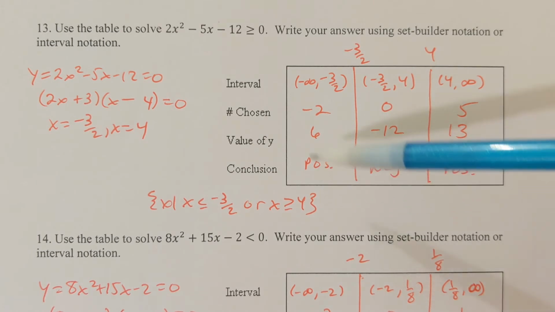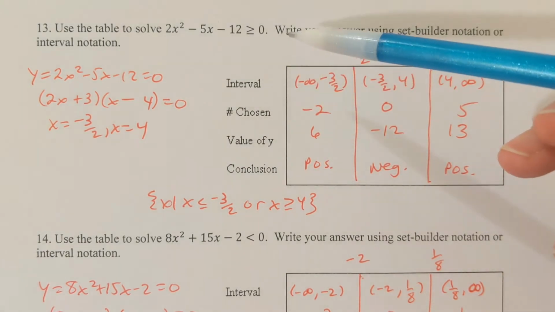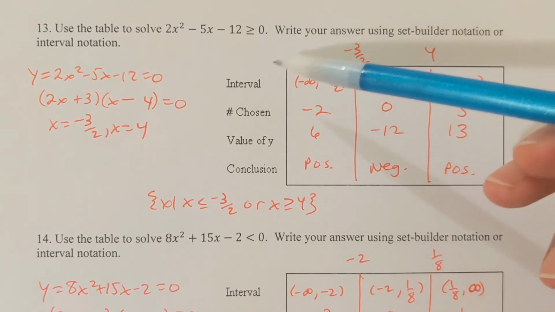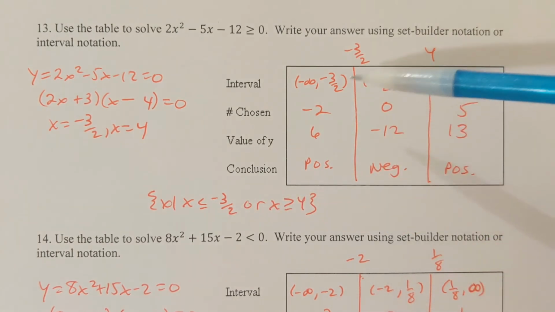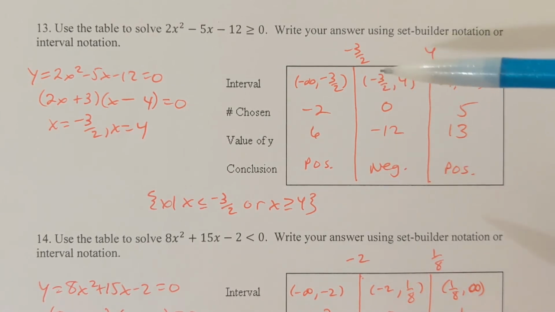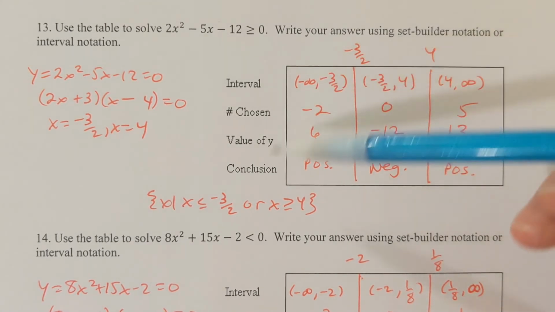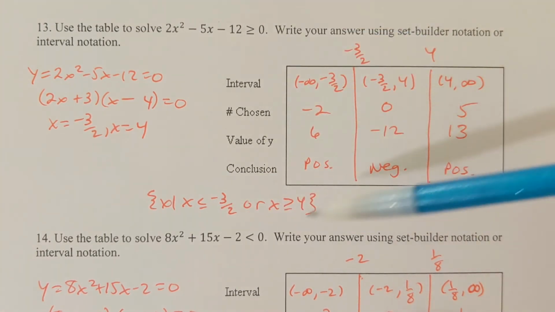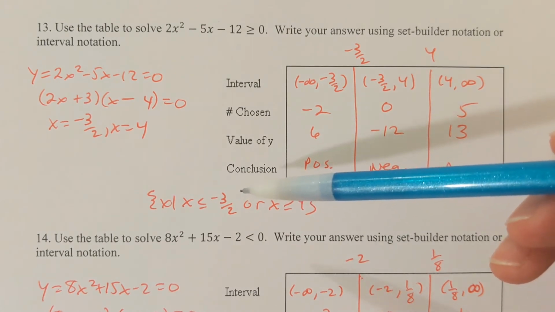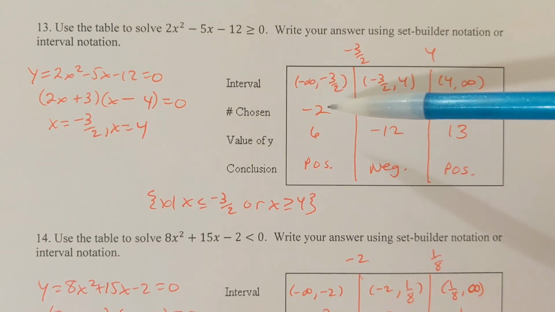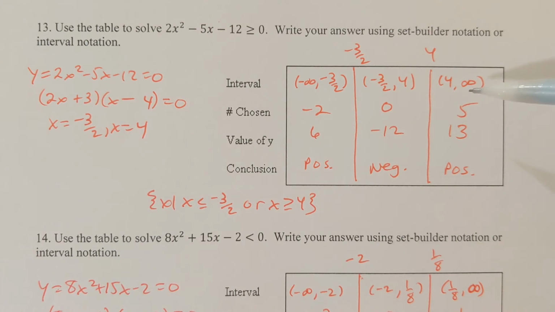Now the last thing I'm going to do is take a second look back at the inequality there, and notice how that's a greater than or equal to sign, not just a strictly greater than sign, but an equal to sign, and therefore I'm going to include the values negative 3 halves and 4. If I did not have an equal sign, I would not do that. I would just have the answer as it is without the equal sign. So the set of all x such that x is less than or equal to negative 3 halves, or x is greater than or equal to 4, is what I want.